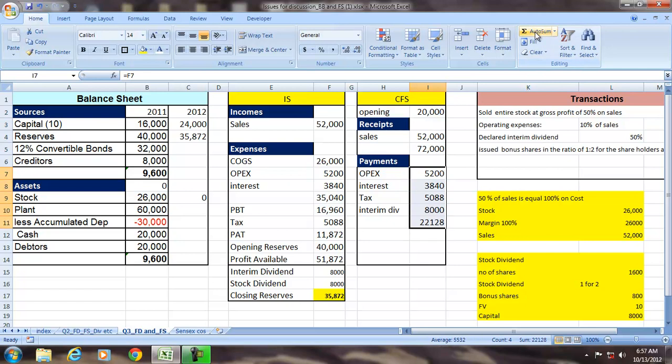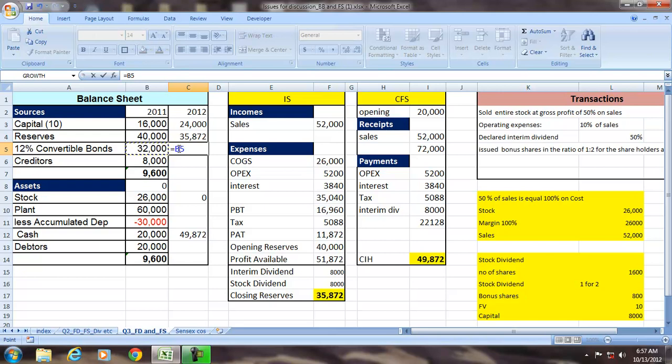So the total payments during the period is 22,000. So the cash available, which will be shown on the asset side of the balance sheet, is 49,872, and that is an asset. So we'll transfer that onto the asset side. Since no other transaction is left, we'll close the balance sheet. No change in the bonds, no change in the creditor. The summation of sources is equal to 99,872. No change in the plant.